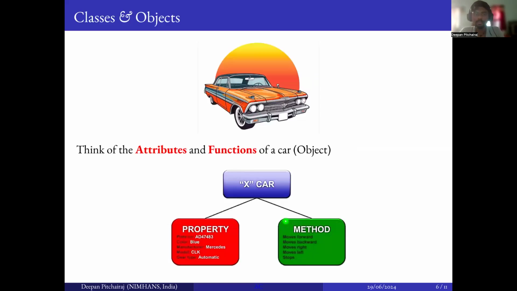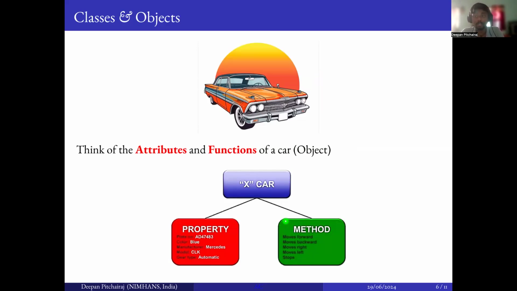Now we can see what is an object and a class. Okay, we can think of something like a car. This car will have properties as well as methods. In object-oriented language, we call them attributes and functions. So what are the properties of a car? You can find the car's number is like AD47483, the color of the car is blue, the company is Mercedes, the model is CLK, and the gear type is automatic.